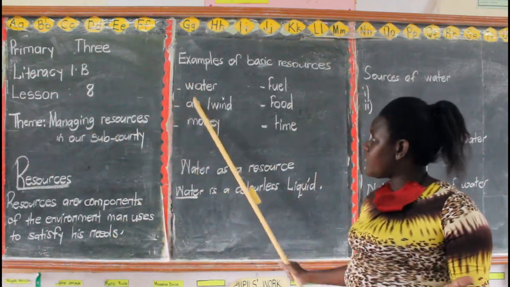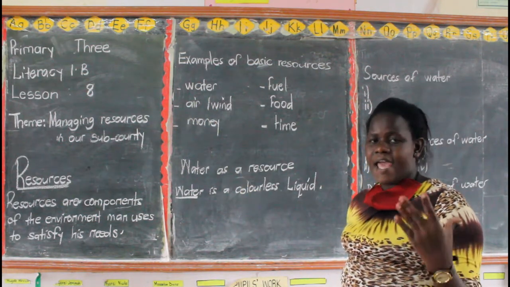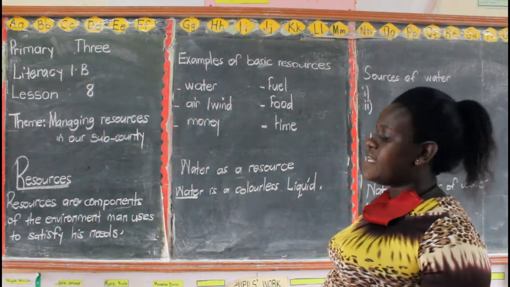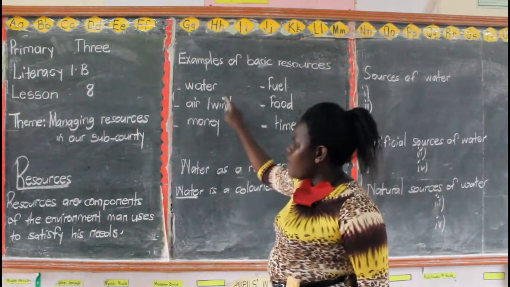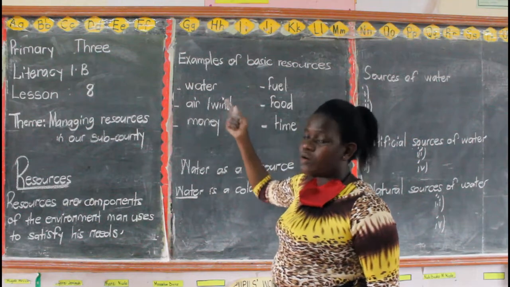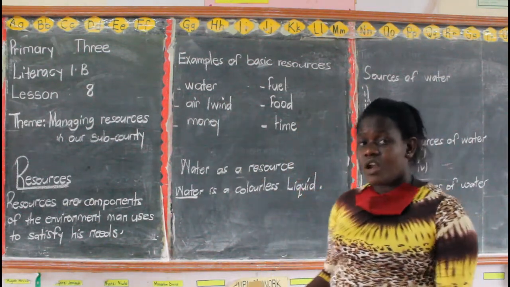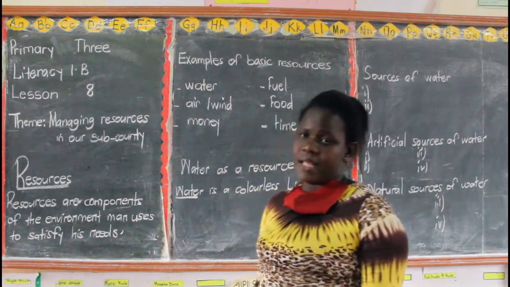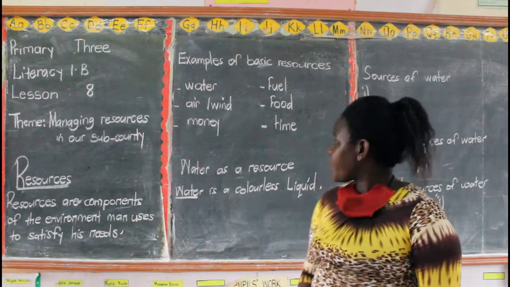Talk of water. We have air or wind. You know the meaning of air. Air is the mixture of gases. Wind is the moving air. So you talk of water, wind, or you talk of air. Then you come here and you say money. I guess all of you know money. The meaning of money: money is the medium of exchange.